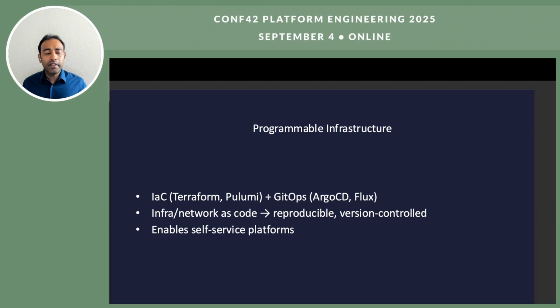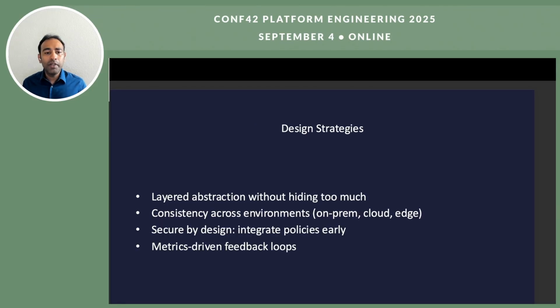And the next thing is the design strategies, right? Of course, how we design this platform really matters, because you cannot just blindly deploy anything without knowing how the underlying things are working. First, layered abstraction without hiding too much. We want to shield developers from unnecessary complexities, but still allow them visibility and control where needed.